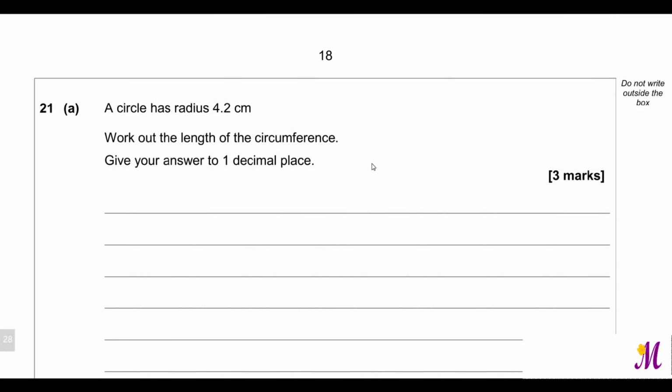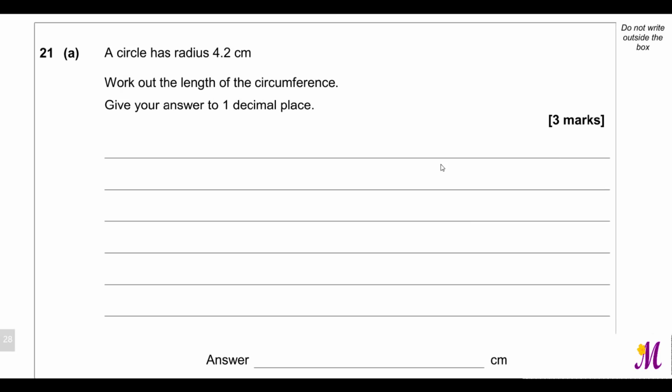Question 21, part A. A circle has a radius 4.2 centimeter. Work out the length of the circumference and give your answer to one decimal place. Okay, do you remember how to find out the circumference of a circle? I'll use this formula. Let's say circumference for C. So it's pi times the diameter. But we don't have the diameter. Instead, we have the radius. So pi times this radius times 2. So 2 times the radius, that will be the diameter. So we've got 2 times 4.2, it's 8.4, and then times pi. This should be okay, this answer in pi. But if you want to replace pi by the number, that should be okay as well. So I've got here 8.4 pi centimeter.